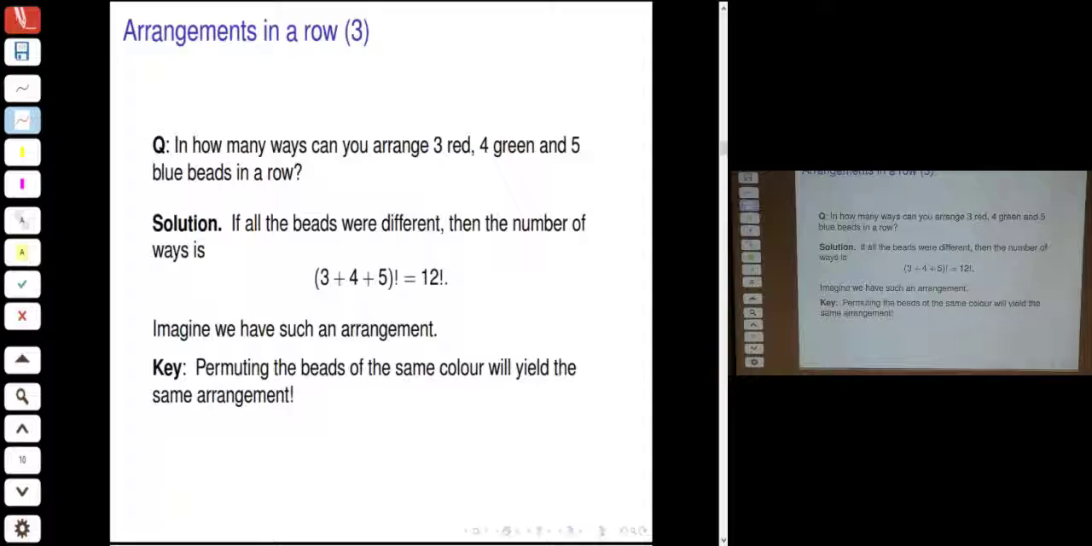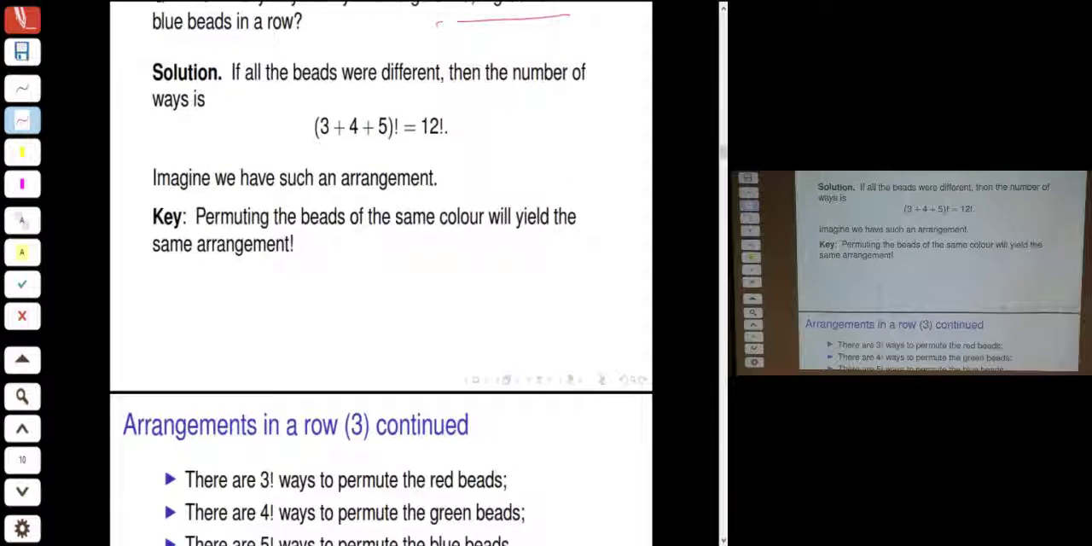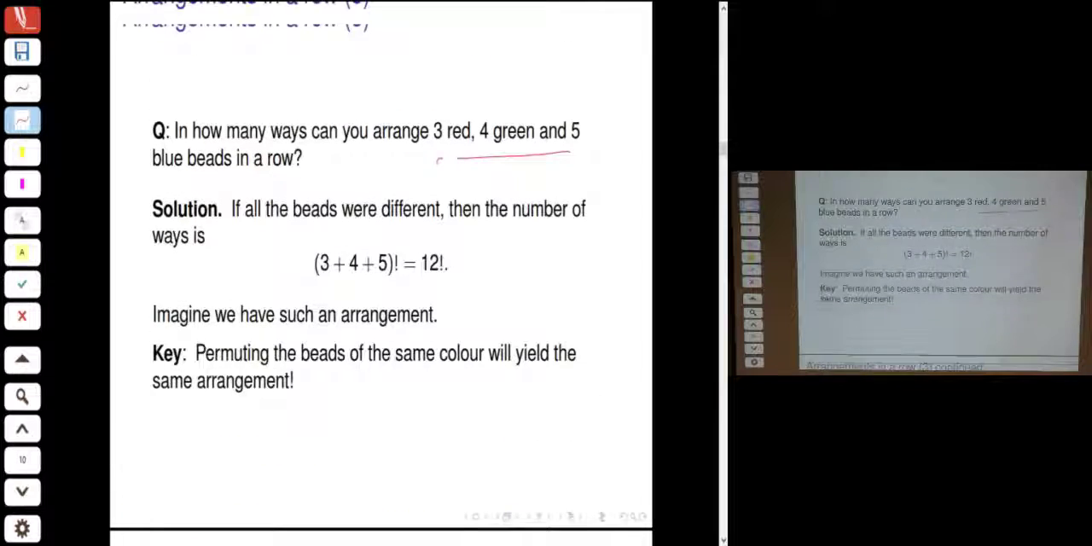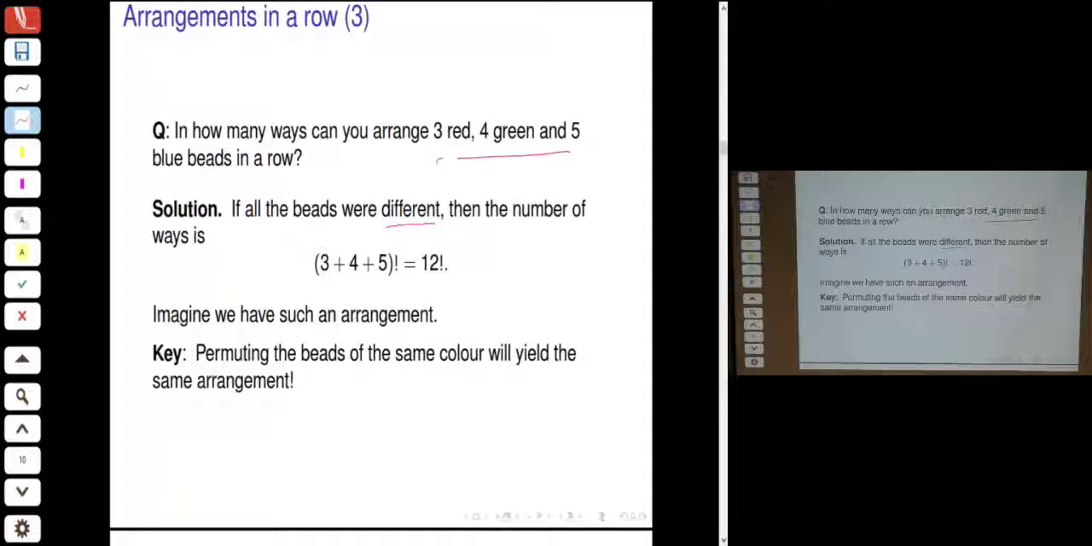Well, there are a total of 3 plus 4 plus 5 beads, and if they were all really different colors, then the total number of ways of arranging them in a row would be (3 plus 4 plus 5) factorial, right? Because the total number of ways of arranging n objects in a row is n factorial. Okay, so this is 12 factorial.